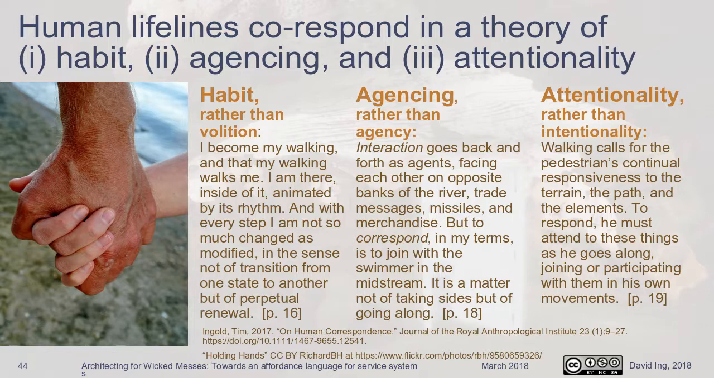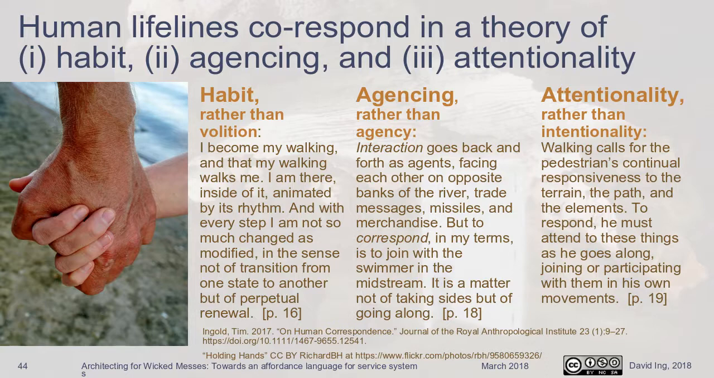There are three ideas. One is that we deal in terms of habit as opposed to volition. The example he talks about quite often is walking. So if we are walking, are you walking? Do you actually think about every step, or is the walking walking you? Are your legs walking you, or are you walking your legs? Agencing rather than agency. We're looking at interaction and corresponding.